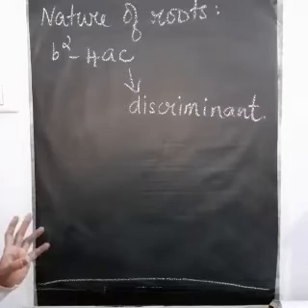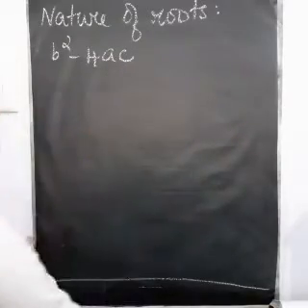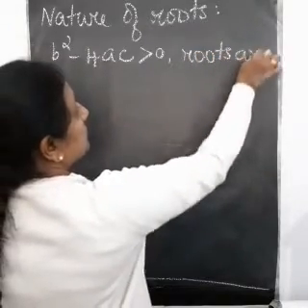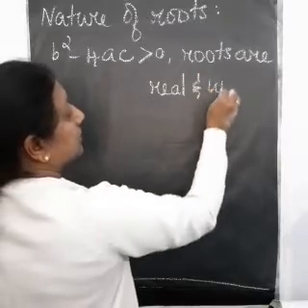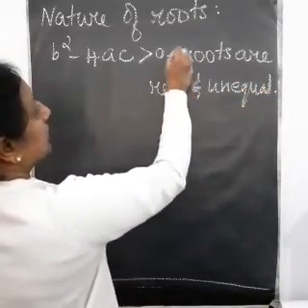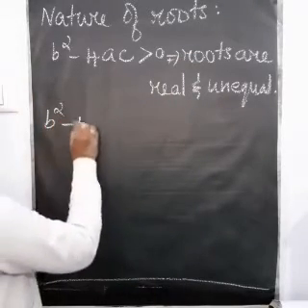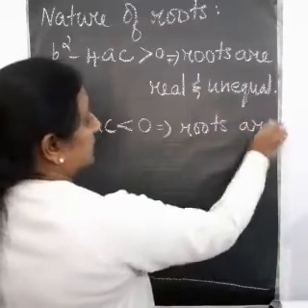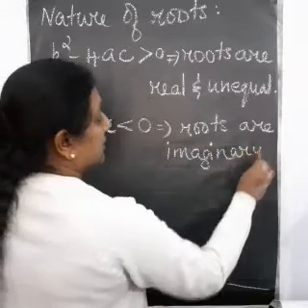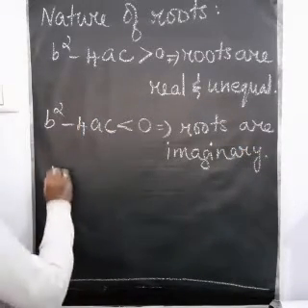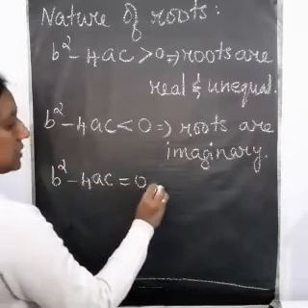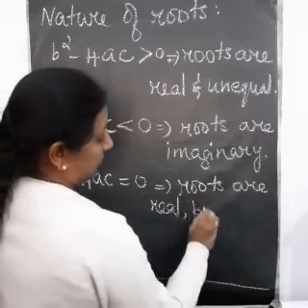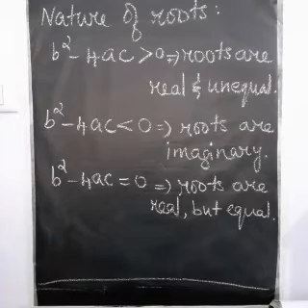Have you got it? Now, using the discriminant, we can find the nature of roots. Let us see. If b squared minus 4ac is greater than 0, then roots are real and unequal. How are the roots? The roots are real and unequal. Now, supposing b squared minus 4ac is less than 0, then that implies roots are imaginary. Okay? They are imaginary because we cannot find the root of a negative number. Now, if b squared minus 4ac is equal to 0, that implies roots are real but equal. So, the roots are real and equal.